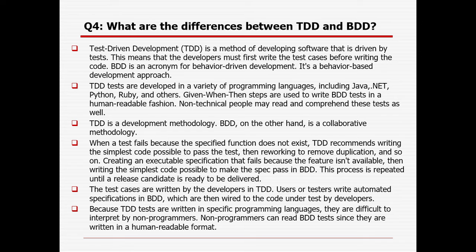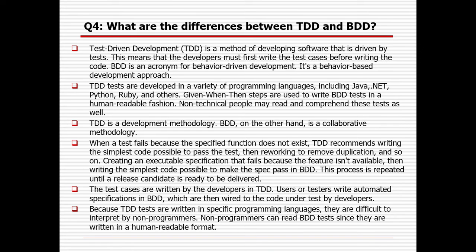When a test fails because the specified function does not exist, TDD recommends writing the simplest code possible to pass the test, then reworking to remove duplication, and so on. In BDD, you create an executable specification that fails because the feature is not available, then write the simplest code possible to make the spec pass. This process is repeated until a release candidate is ready to be delivered. So this is another difference.